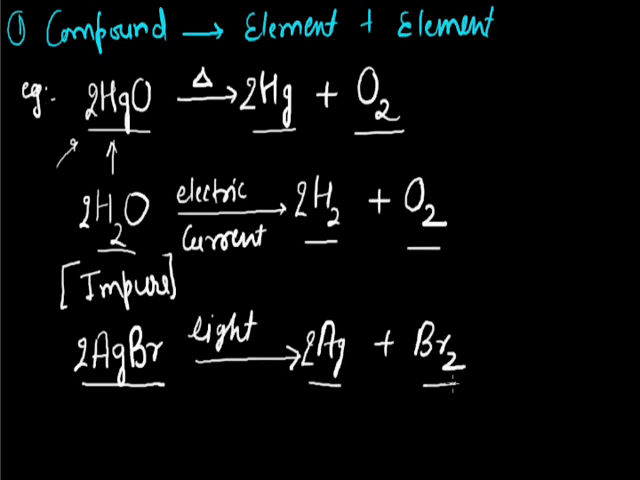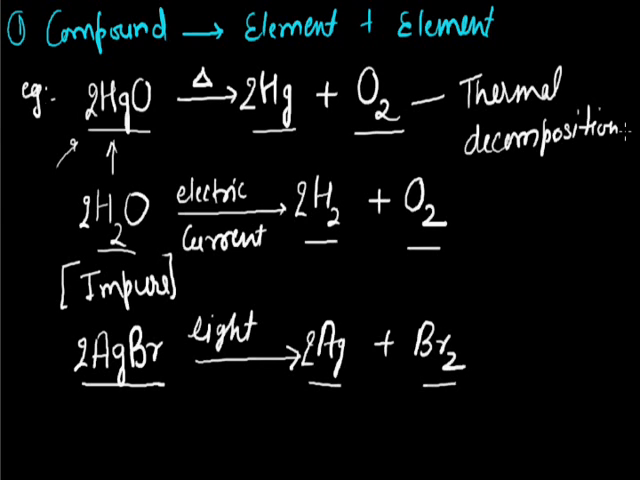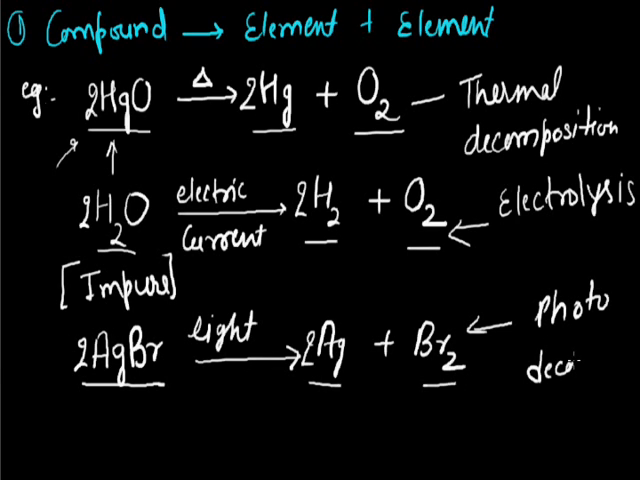It is also an example of decomposition reaction, but this decomposition is performed in presence of light, this one in presence of electric current, and this one in presence of heat. We will study further that this is a thermal decomposition, because this decomposition is held in presence of heat. This decomposition is held in presence of electricity, so it is known as electrolysis or electric decomposition. And this decomposition is performed in presence of light, so it is photolysis or photodecomposition. We will study it further, but now we will study compounds breaking into element plus element.